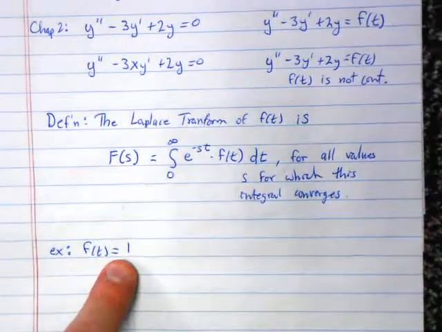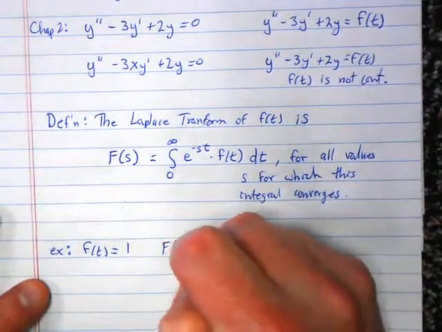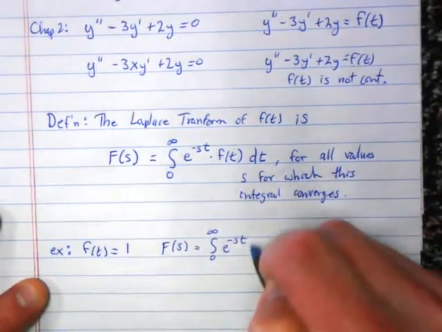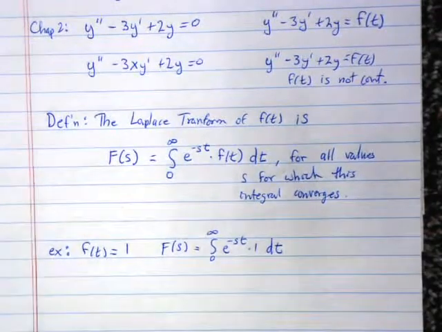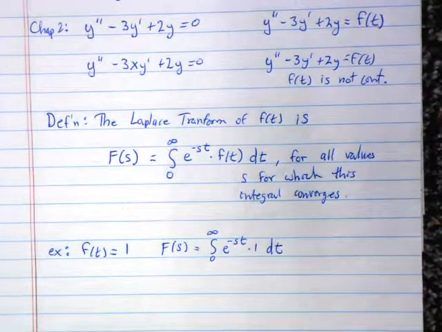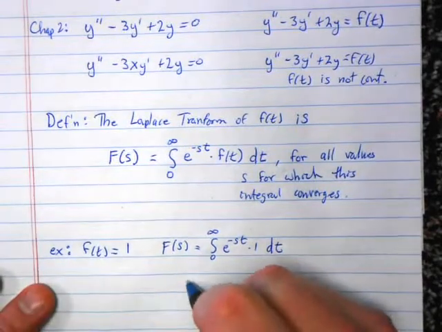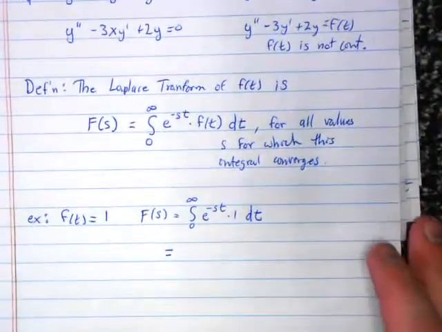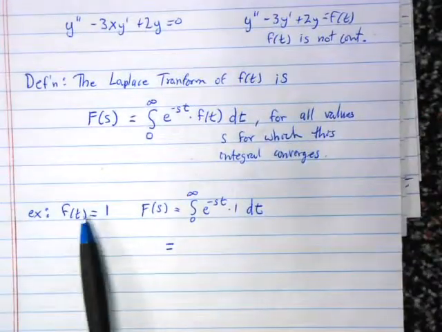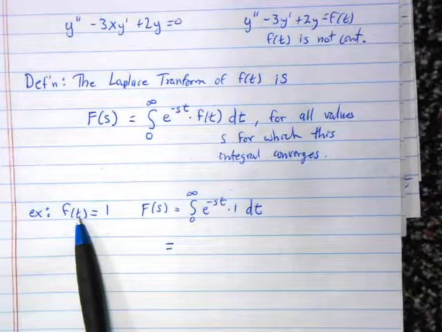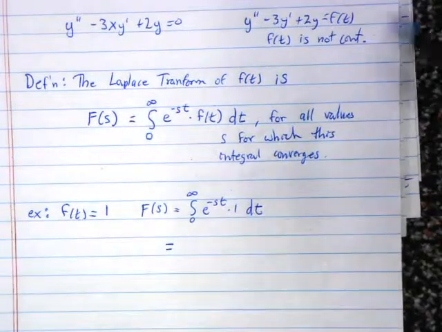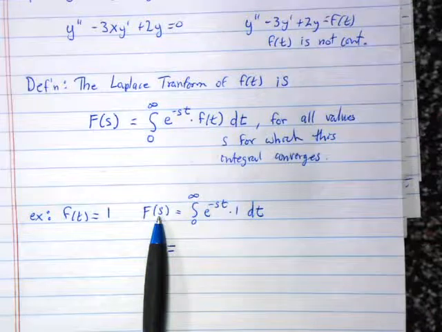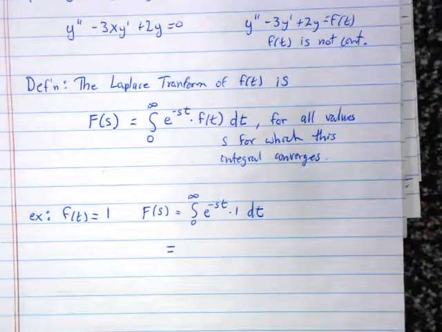If f of t is the number 1, then capital F of s is the integral from 0 to infinity of e to the minus st times 1 dt. E to the negative st. Well, t is t. T is the variable we started with. So we started with f of t. S, when we get all done, our new function F is going to be a function in the variable with the letter s. And so we'll just see what we get here in a minute when we integrate this.